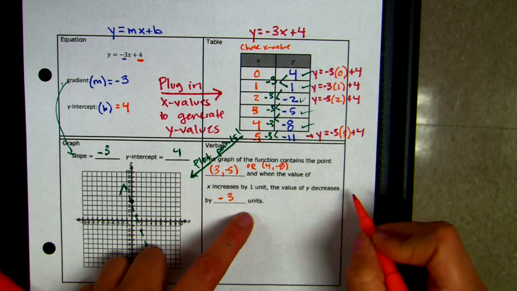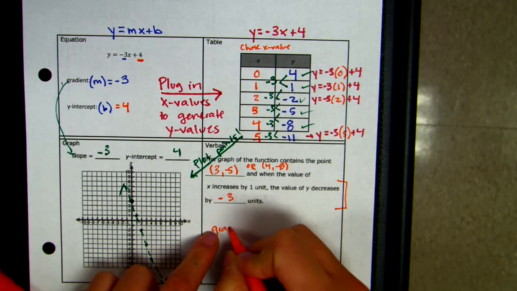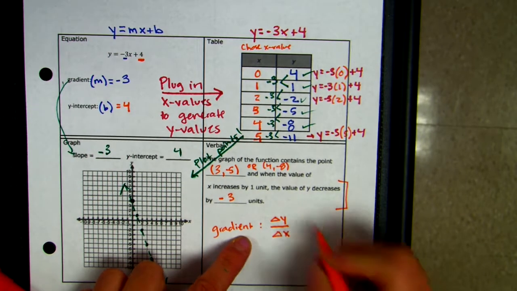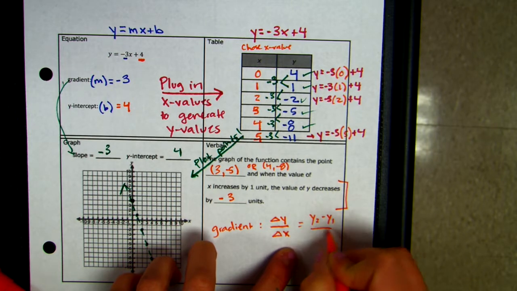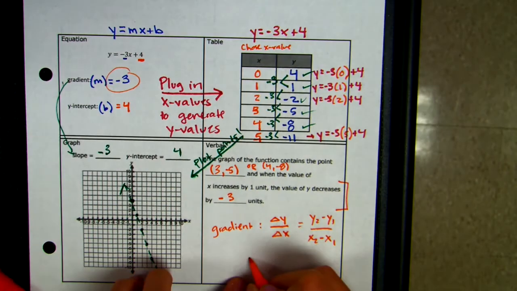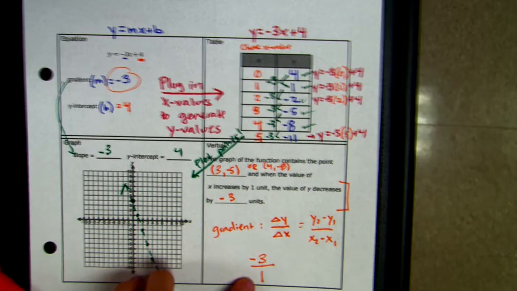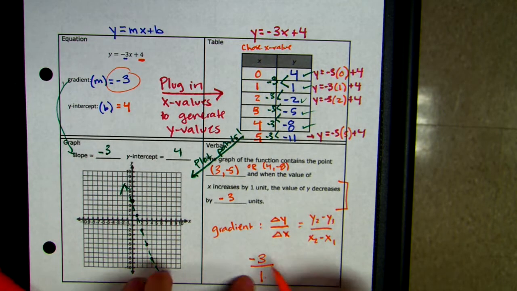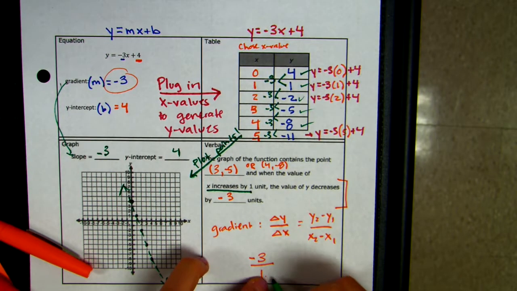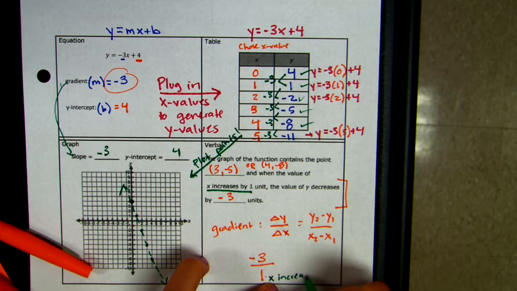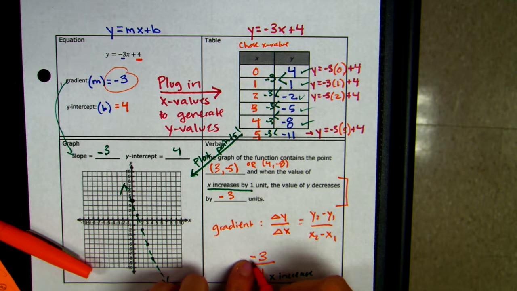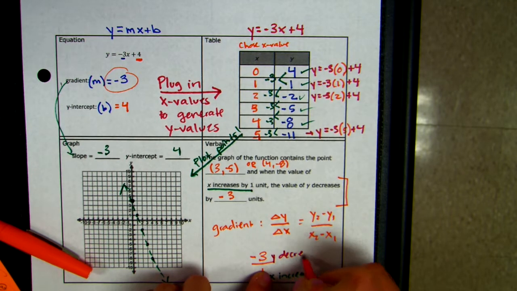Now, where did this part come from? This part comes from our gradient. Remember, our gradient is change in y over change in x, or y2 minus y1 over x2 minus x1. So my gradient is this value up here, so I've got -3. I'm going to write it as over 1, so I can see the x change and the y change. So that is for every x increase by 1. So this is 1 x increase. The value of y decreases because it's negative, so -3 y decreases.